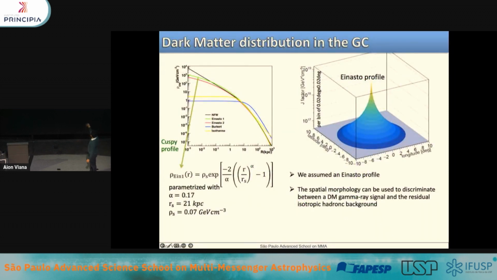Just for the sake of comparison with other experiments, we typically assume the same halo for everyone if we want to compare the limits. We assume an Einasto profile, which is a peaked profile. It's less peaked than the Navarro-Frenk-White, which is also very typical. So it has the advantage that it follows the dependency of the Navarro-Frenk-White, but close to the center, you don't continue with a density that grows towards the center. You actually have a density that becomes a little bit flatter.